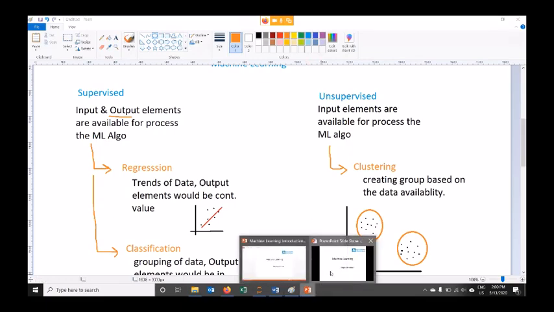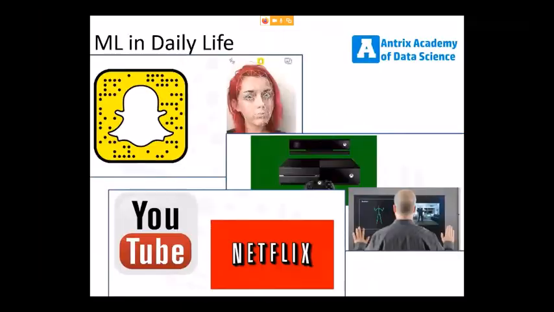Let me go back to the slides. In machine learning, in daily life we are seeing most of the cases which are directly related to machine learning only. Say this is Snapchat, this is Xbox game, Netflix and YouTube. The common thing in all is they are not made for a single user, they are made for generic use, and based on the user preference, based on data given by the user, this whole ecosystem will be designed and react based on the user's input.